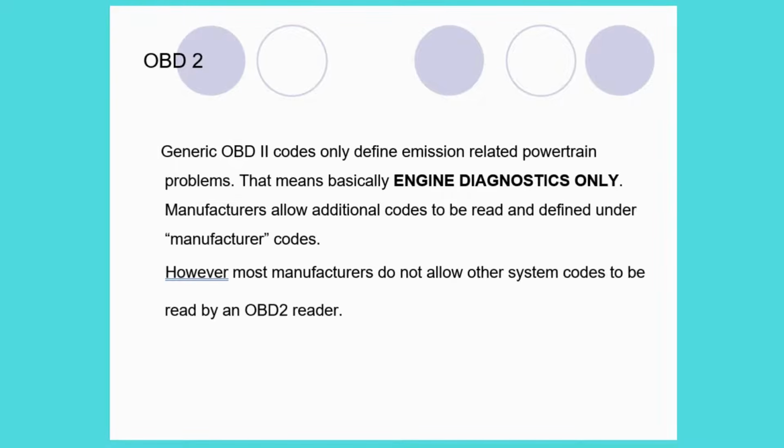Generic OBD2 codes only define emission-related powertrain problems. This basically means engine diagnostics only. Manufacturers allow additional codes to be read and defined under manufacturer codes. But in reality, most manufacturers do not allow other system codes to be read by an OBD2 code reader.